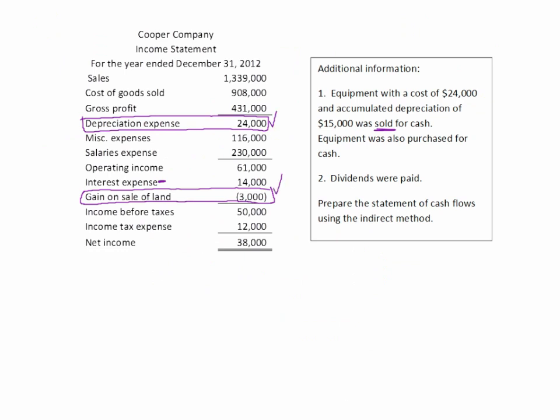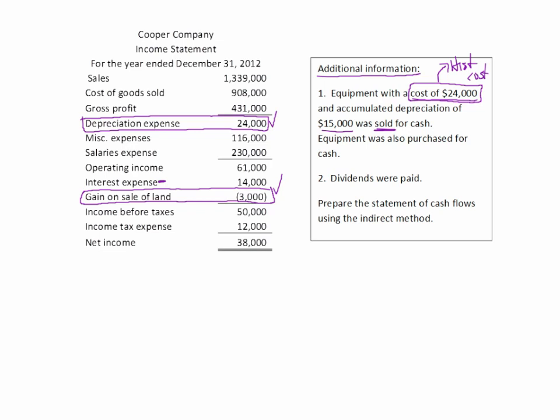Now we can go over here to the additional information. That's the last place we go. Equipment with a cost of $24,000. That's historical cost. And accumulated depreciation of $15,000. Actually, I didn't need to give you that because you already calculated it on your own. In the final exam, you're going to have to calculate it on your own. Heads up, guys. All right, so we already know this number, so we can put in the cost of $24,000.